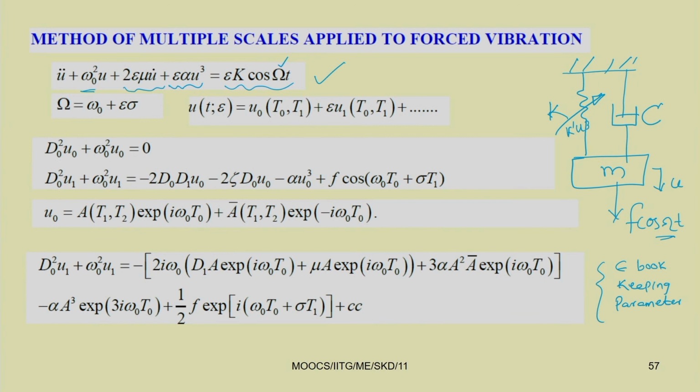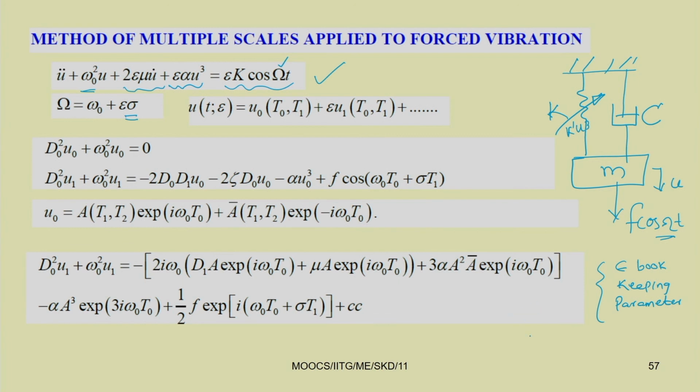So, omega 0 is equal to root over k by m. We are taking omega equal to omega 0. By using a detuning parameter, sigma, known as the detuning parameter, we can write the nearness of the external frequency to the natural frequency.